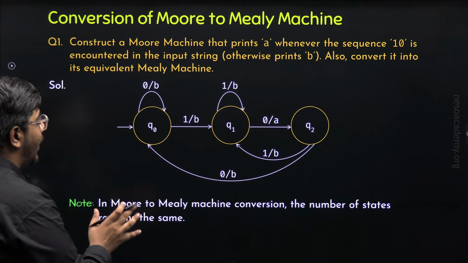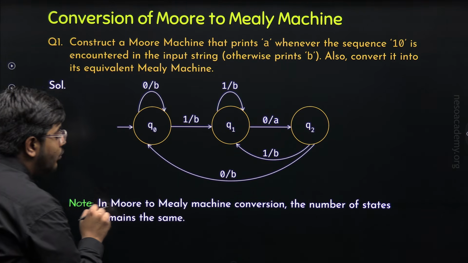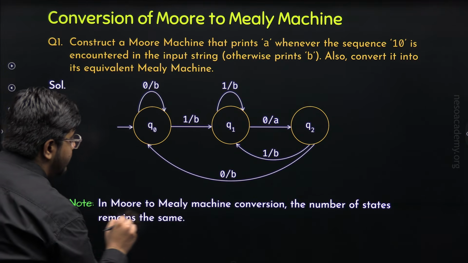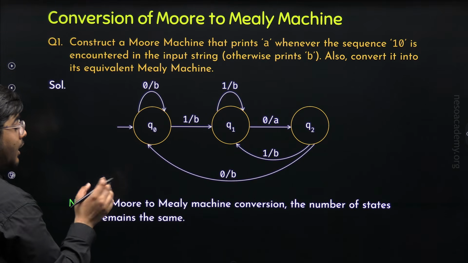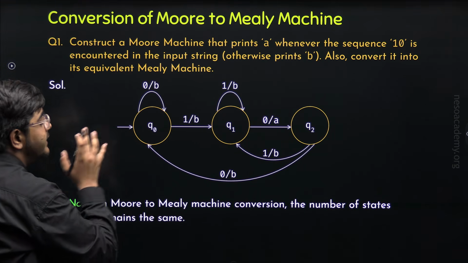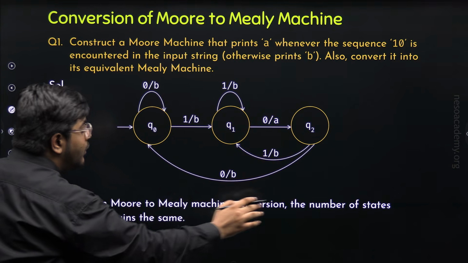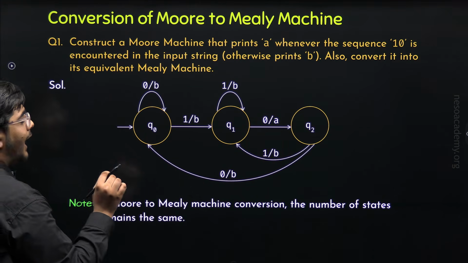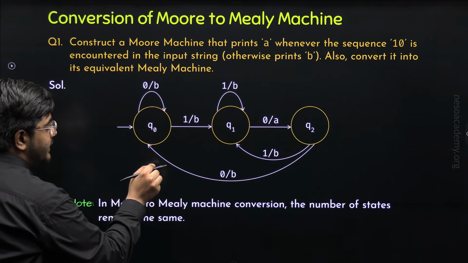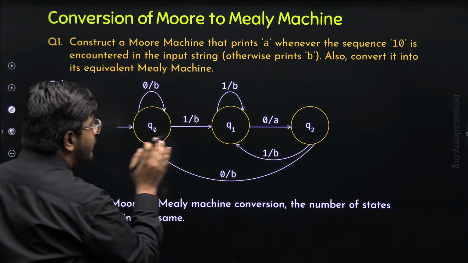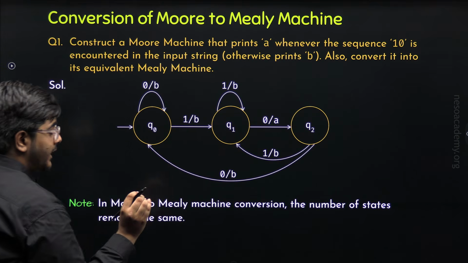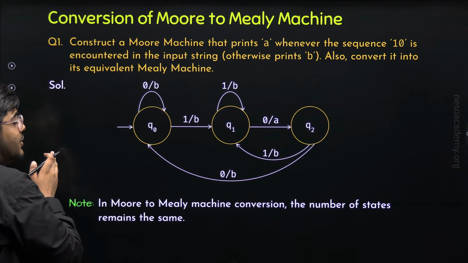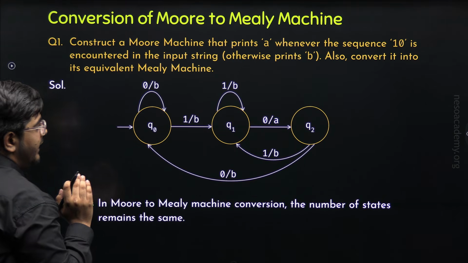Now let's see one important point. In Moore to Mealy machine conversion, the number of states remains the same, which means while converting a Moore machine into its equivalent Mealy machine, the number of states remains the same. In the original Moore machine, it had 3 states. And you can see in the resultant Mealy machine also, we have 3 states. That means the number of states remains the same when we convert a Moore machine into its equivalent Mealy machine.